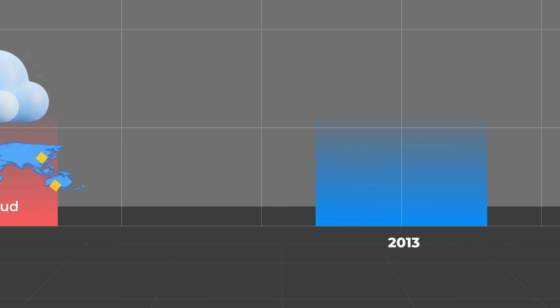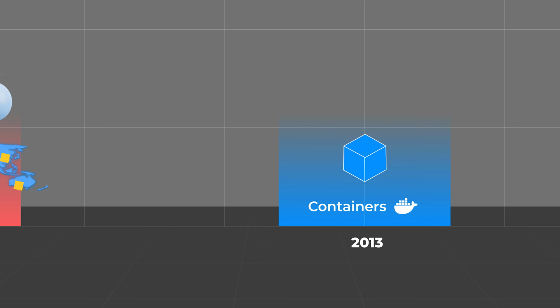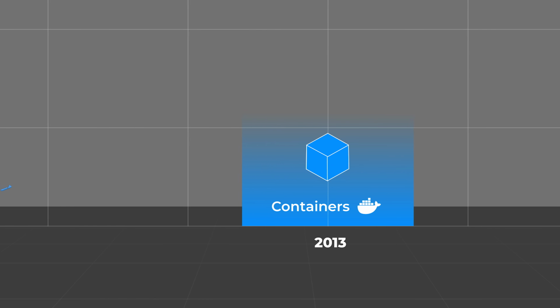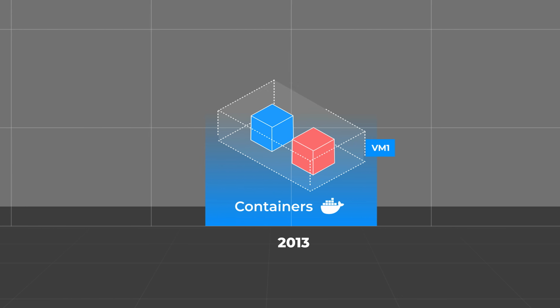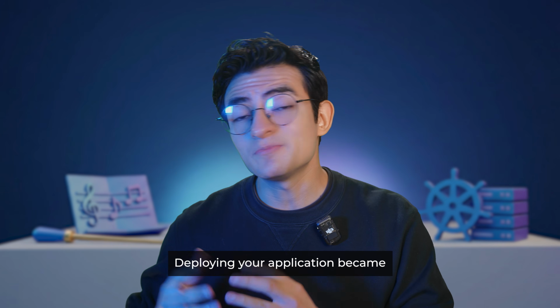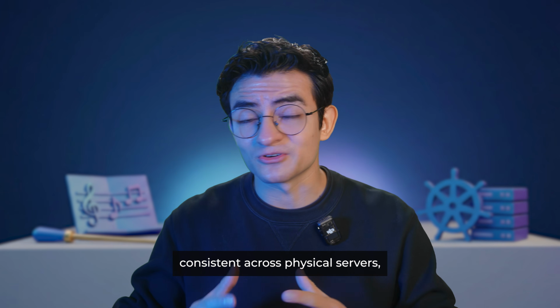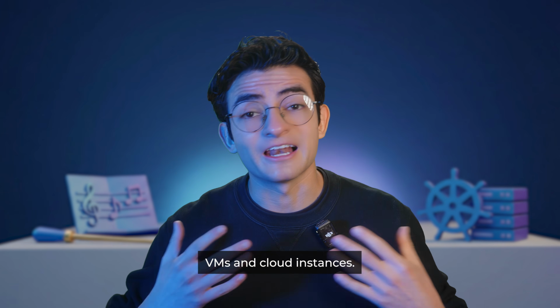Then in 2013, containers appeared, lightweight, fast, and perfectly portable. You could now have multiple containers in a single VM. Deploying your application became consistent across physical servers, VMs, and cloud instances.